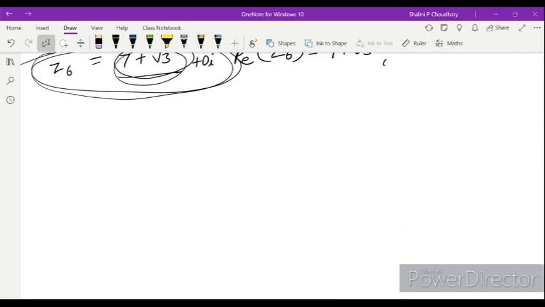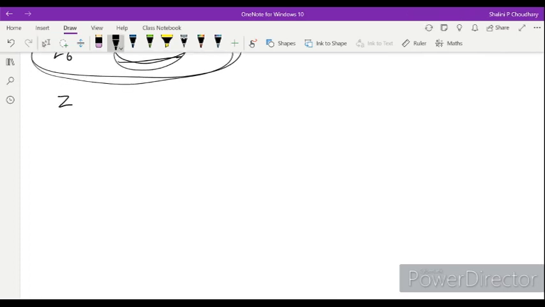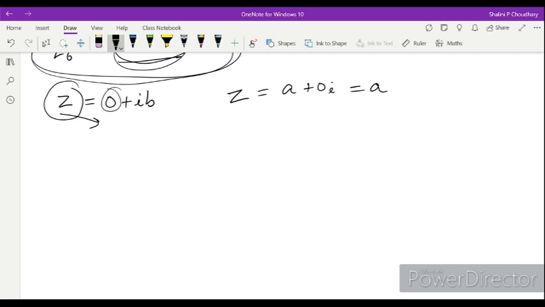There are some important points that you need to keep in mind. If z is equal to 0 plus ib, it means this kind of complex number will be called an imaginary number, because there is no real part, it means the real part is 0. And if there is a complex number which is equal to a plus 0i, it means that is equal to a. So this is an imaginary number and this is a real number.